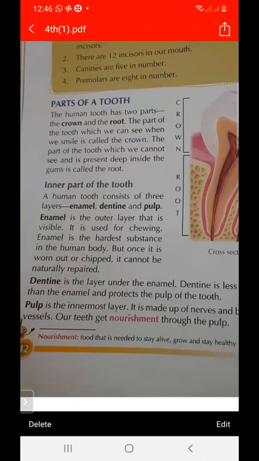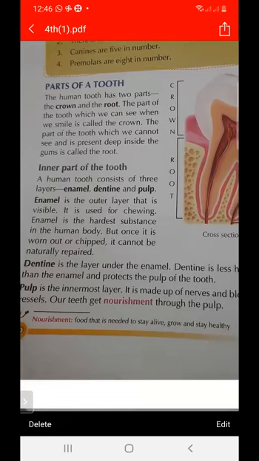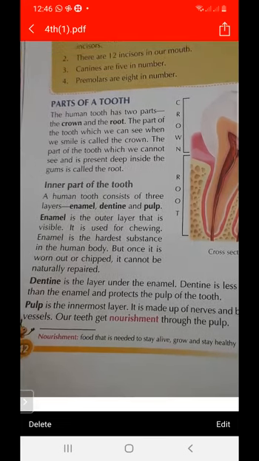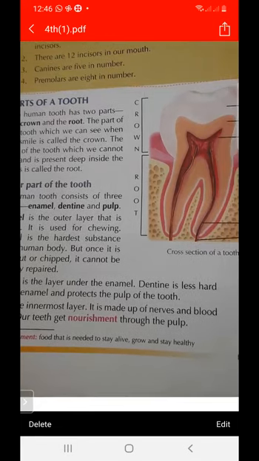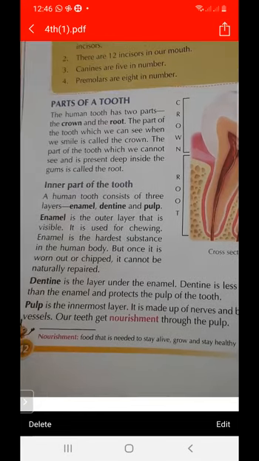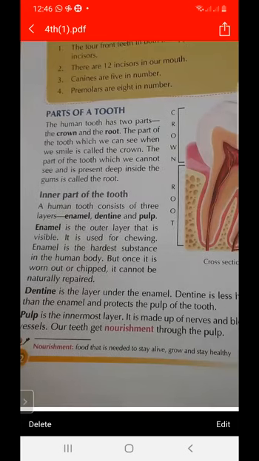So the first layer is enamel. It is the hardest material, and after this comes dentine, which is less hard. Next is pulp. It is the innermost layer, and it is made up of various nerves and blood vessels, and our teeth get nourishment through the pulp.